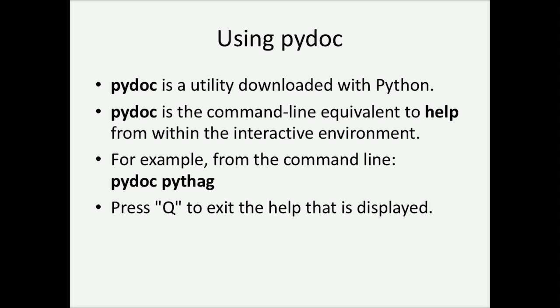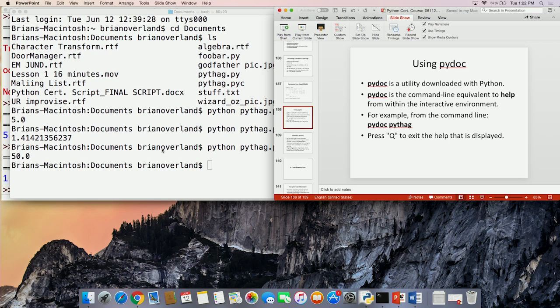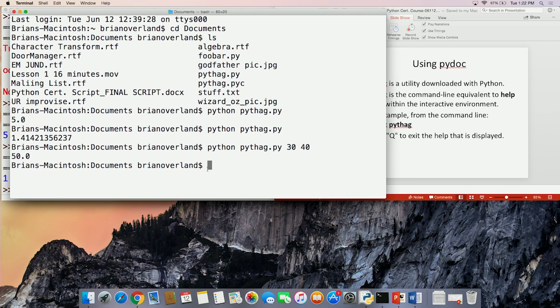And if we're in the IDLE environment, we can say help, give it the name of a function or an object or a class, and it will give us help on that. It will tell us all the things that are available. But we can also get this from the command line. And the way we do that is we say pydoc space and then the name of the program without .py. It gets a little inconsistent. So to run the program, you've got to say .py, but with pydoc, you don't use it.